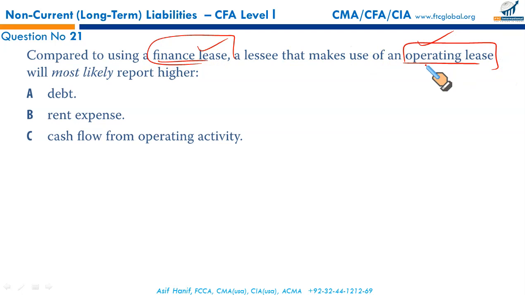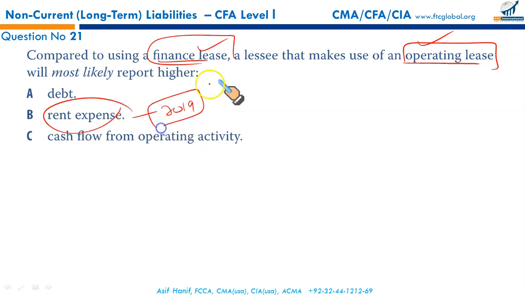But since this question has been solved using the past leasing standard, the older one, under the operating lease, when you take an asset on the operating lease, the payment that you make to the lessor is considered a rent expense. Please consider it's an older one. Under the new one, finance lease and operating lease are treated in the same way. Next.